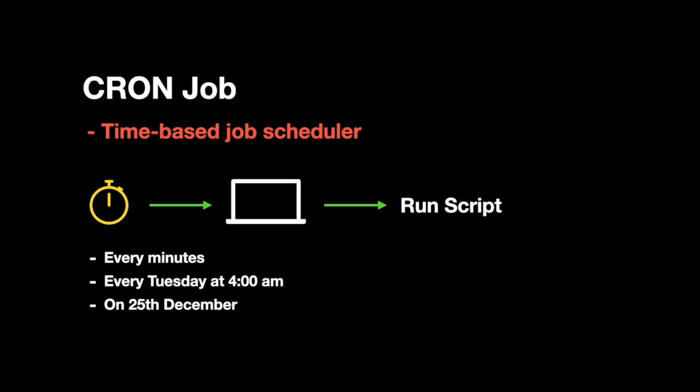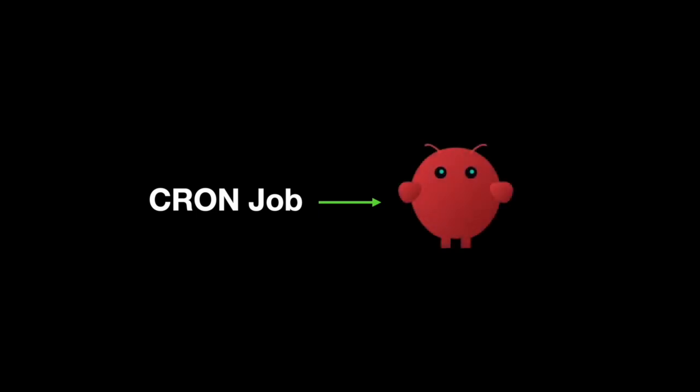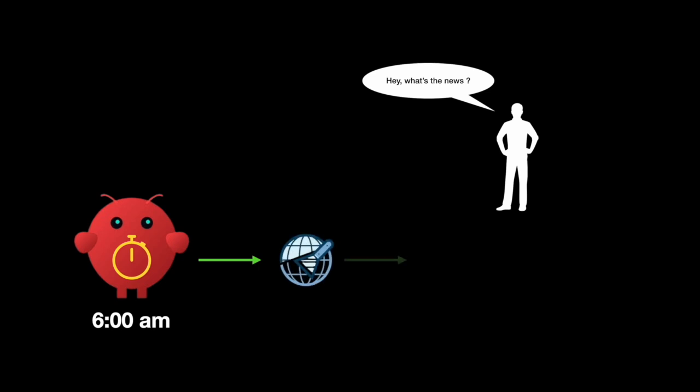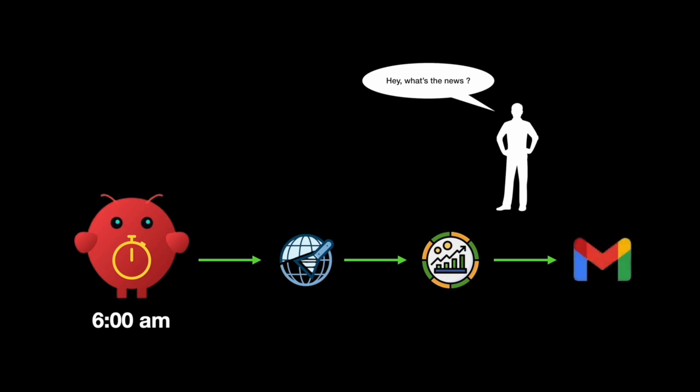Cron never forgets. When we pair OpenClaw with a cron job, we transition from reactive AI to proactive AI. Instead of you asking, hey, what's the news? OpenClaw wakes up at 6 a.m. because of a cron command, scans the web, synthesizes a report, and has it sitting in your inbox before your coffee is brewed. Let's jump into steps to set up OpenClaw cron job on Windows.